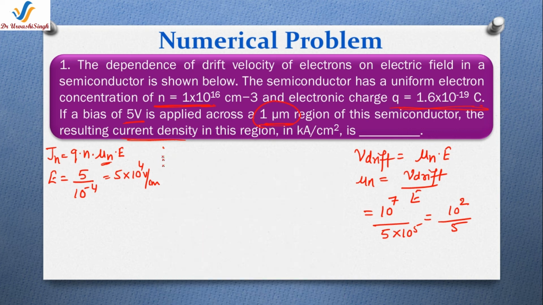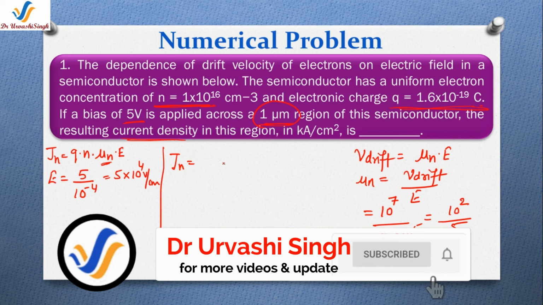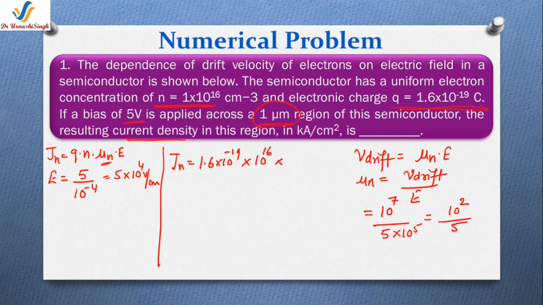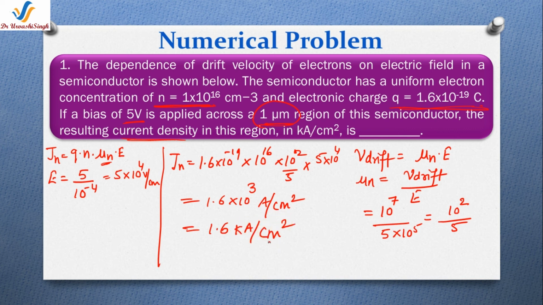So using this for Jn, putting in all the values: q is 1.6 into 10 to the power minus 19, n is 10 to the power 16, mu n is 10 to the power 2 upon 5, and E is 5 into 10 to the power 4. Solving all these, the answer will be 1.6 into 10 to the power 3 ampere per centimeter square. So we need the answer in kilo ampere per centimeter square, which is simple: 1.6 kA per centimeter square. So this is the answer.